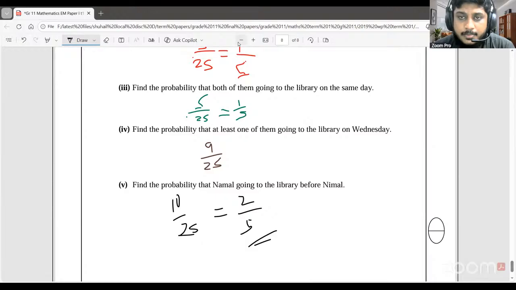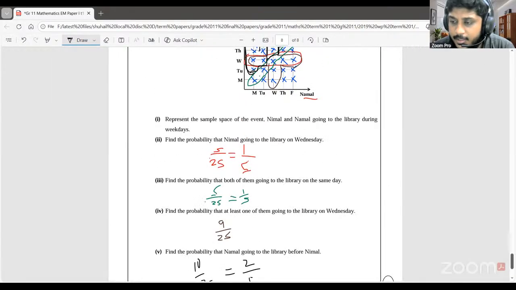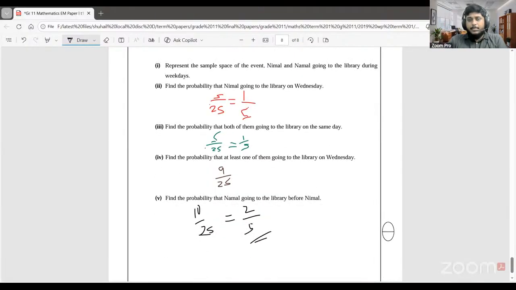Is it clear? Are these things clear with everyone? So remember, probability is a definite question you will get in the exam. So don't miss this.